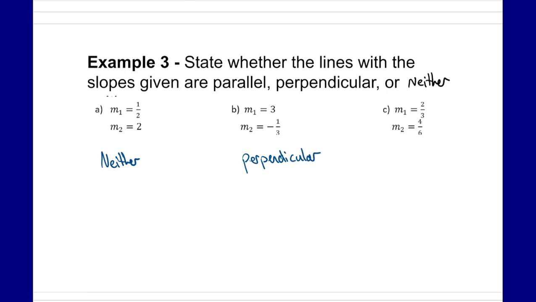And lastly, 2/3 is our first slope. 4/6 is our second slope. At first glance, you might say it's neither. They're not the same. However, 4 over 6 is the same thing as 2/3 if I reduce it. So these two slopes are actually the same. So they are parallel.